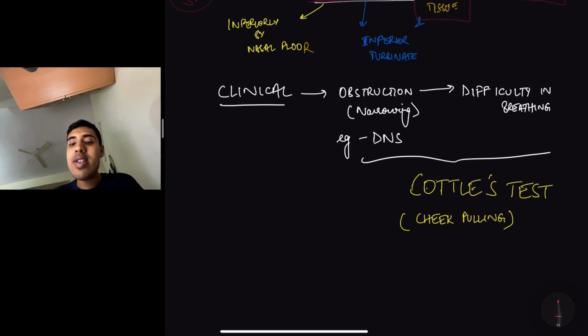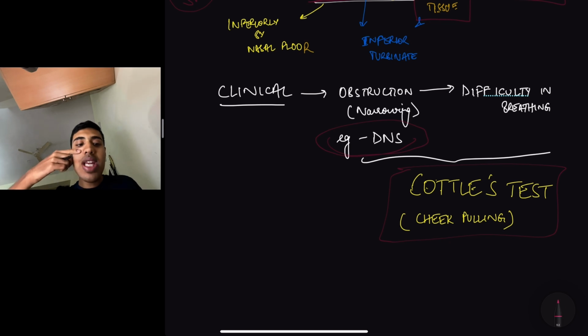Whenever there is some obstruction towards one side, DNS, for example deviated nasal septum, what happens? There is narrowing of this already narrow nasal valve. The nasal valve is already very narrow. So when there is further narrowing, there is difficulty in breathing. How do we check if there is an obstruction at the level of the nasal valve? It is by a test known as Cottle's test.